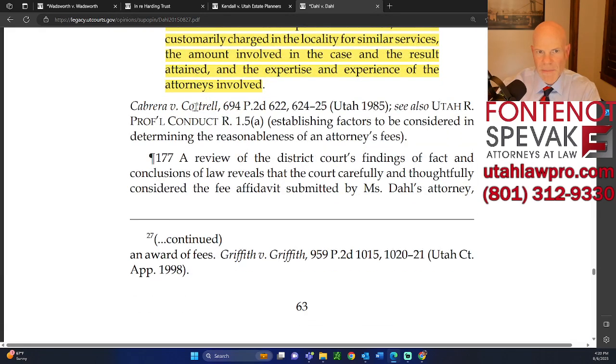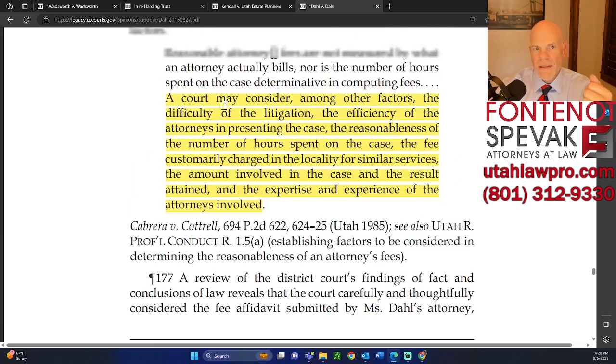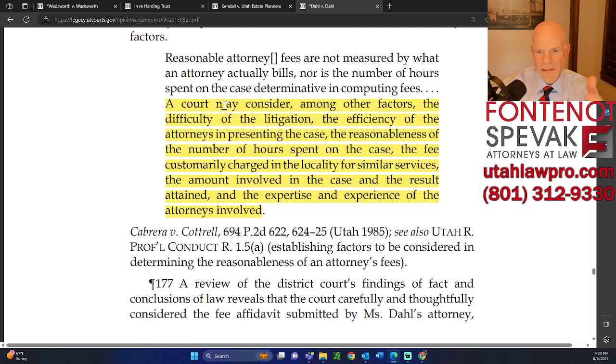And this is from Cabrera v. Cottrell. There is a misconception among attorneys, even attorneys who have been practicing for a while, that the test for whether you are entitled to attorney fees is whether you substantially prevail in your case. And that's not really what the statute says. The statute talks about, again, need, ability to pay, and then reasonableness. But one way you can argue that the attorney fees that were incurred by the other party are not reasonable is by going through these factors that I've highlighted here.